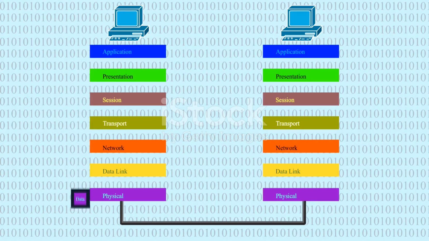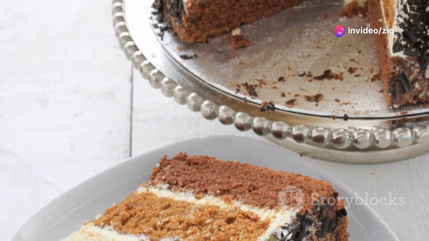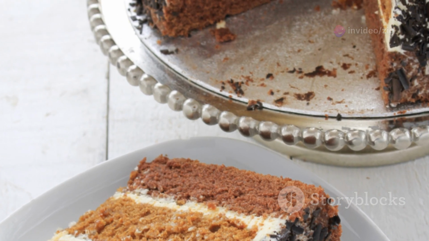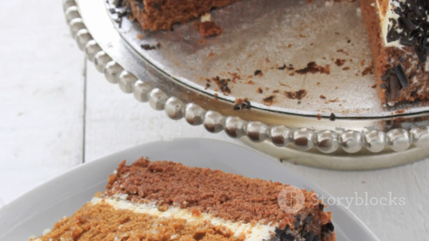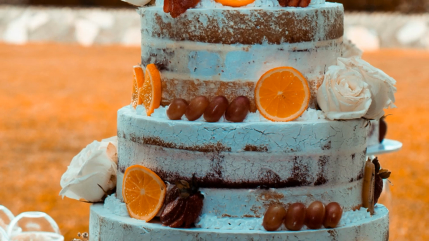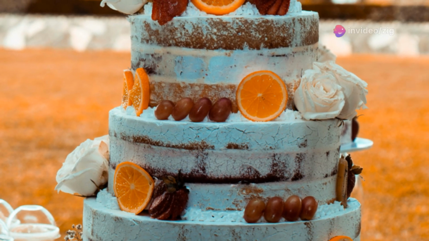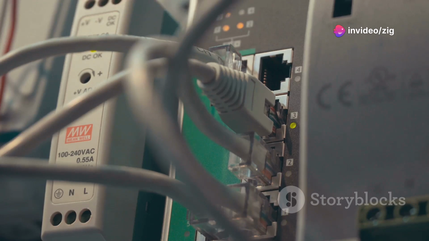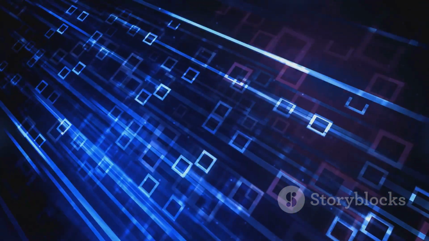These layers are physical, data link, network, transport, session, presentation, and application. Think of it as a layered cake, where each layer builds upon the one below it. Each layer has its own specific function and communicates with the layers directly above and below it. Data travels down through these layers on the sending device, then back up through the corresponding layers on the receiving device. This ensures that data is properly packaged, transmitted, and received.